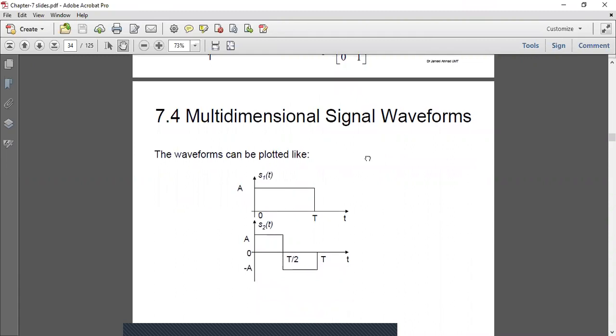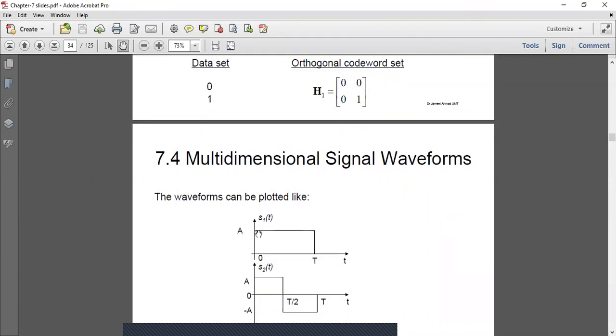So we have two signals, S1 and S2. This is 0, 0. This is 0, 1. So you can generate signal waveforms using the Hadamard matrices, which have orthogonal row vectors.